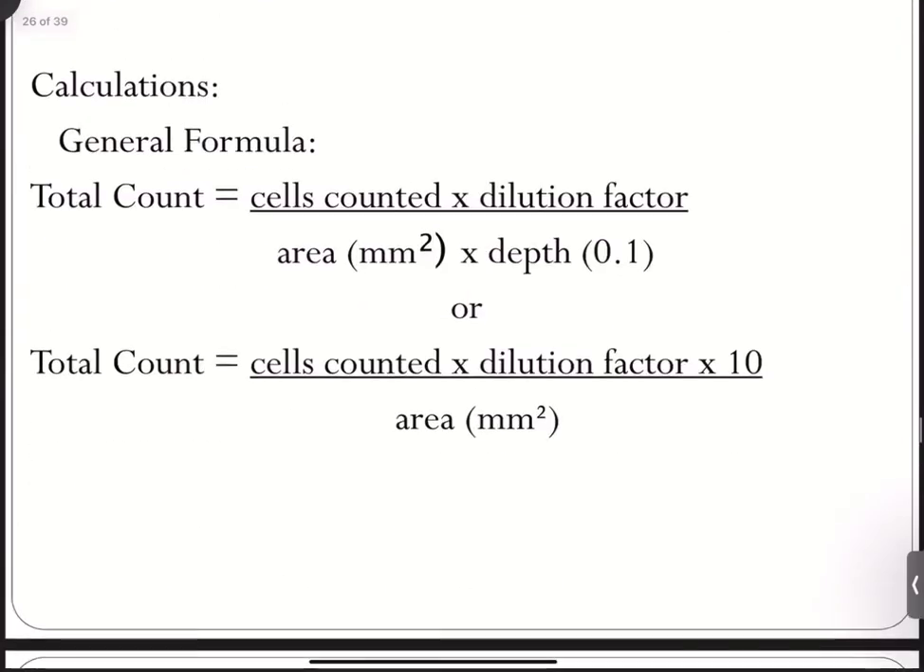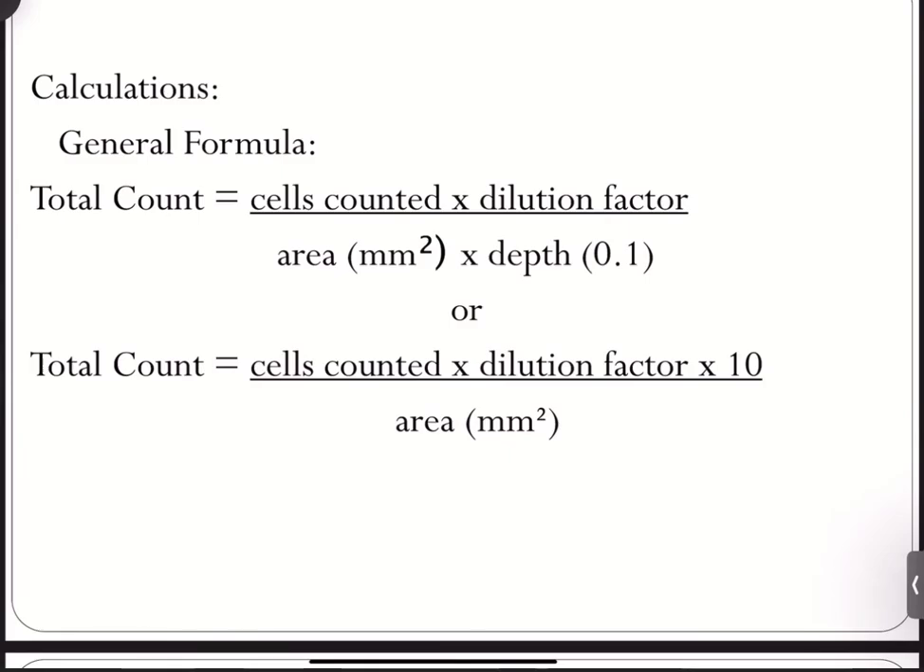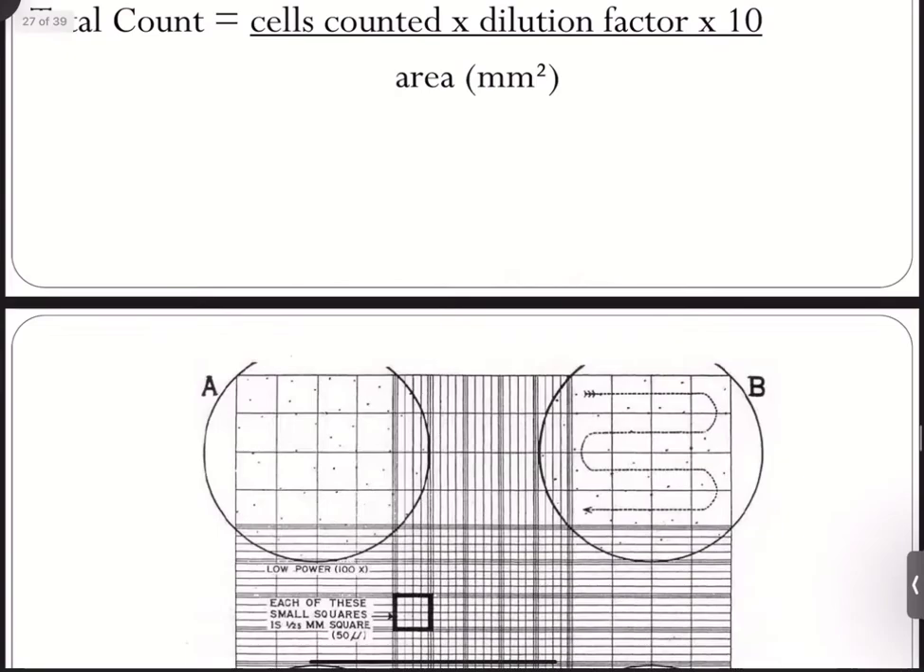Okay, the general formula being used: cells counted times the dilution factor over the area in square millimeters times the depth. Or, you can use total cells equals cells counted times dilution factor times 10 over the area in square millimeters.